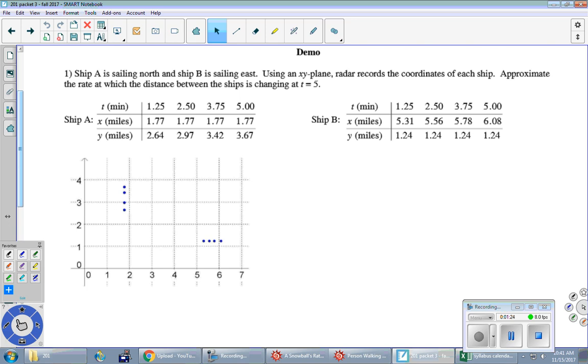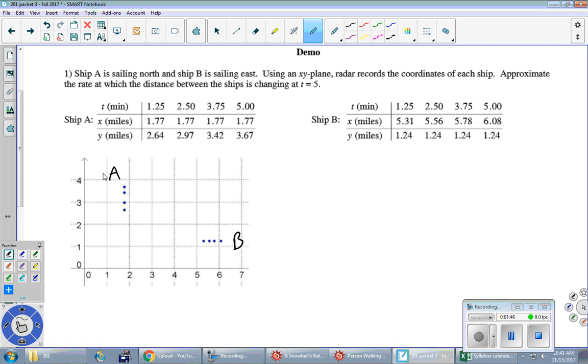All right, here we go, our one problem together. Ship A is sailing north and ship B is sailing east. Let's go ahead and label here. So A is this guy going to the north and B is this one going to the east. Using an XY plane, radar records the coordinates of each ship. Approximate the rate at which the distance between the ships is changing at t equals 5.